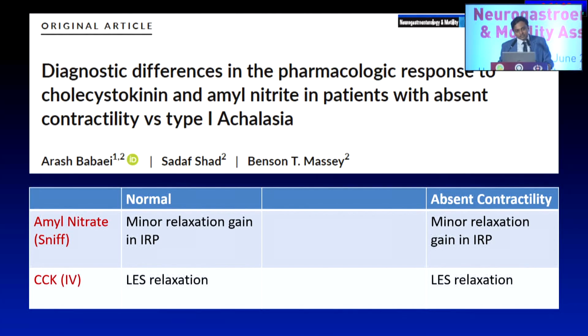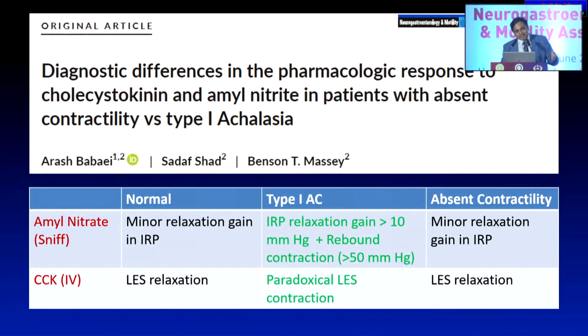An interesting study tried using amyl nitrite and cholecystokinin infusions. With amyl nitrite in a normal patient, there is a relaxation gain over and above the normal IRP. There is some gain in the IRP. In normal patients, absent contractility behaves similarly. When you give cholecystokinin, there is an LES relaxation, and absent contractility also behaves similarly. But in achalasia patients, the IRP relaxation gain was much more, and there was also a rebound contraction, whereas with cholecystokinin, there is a paradoxical LES contraction.